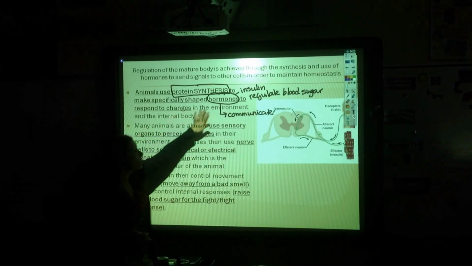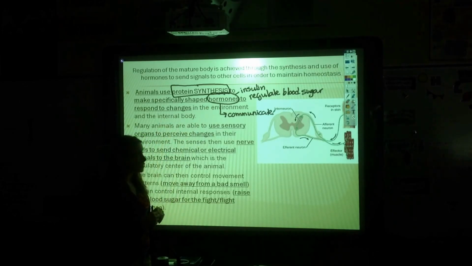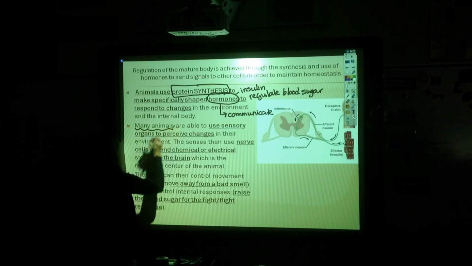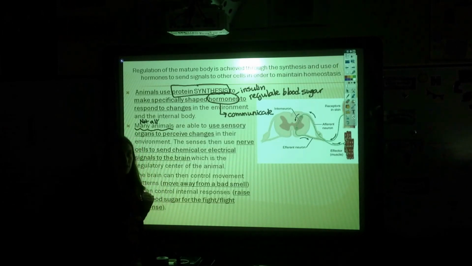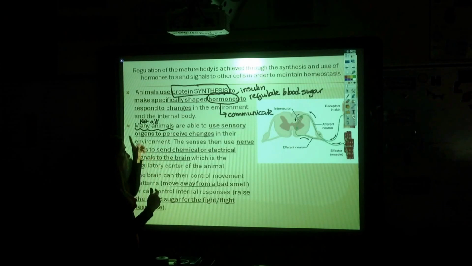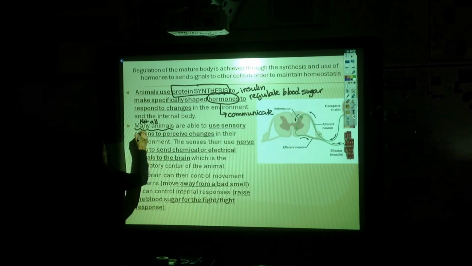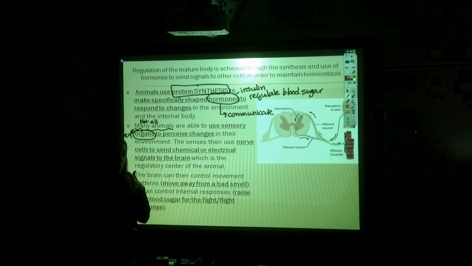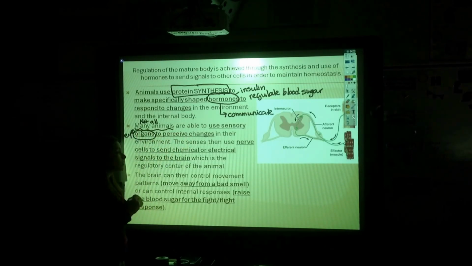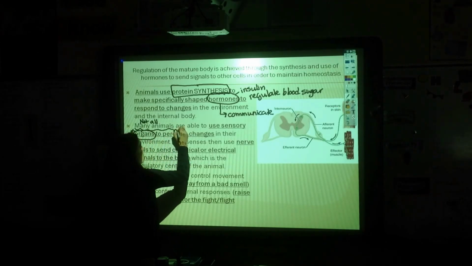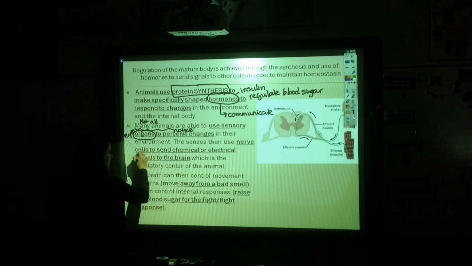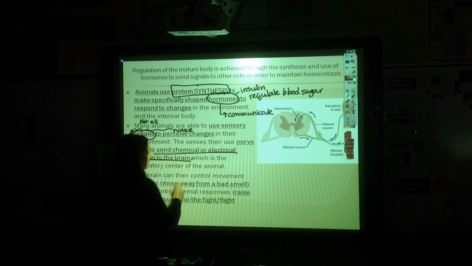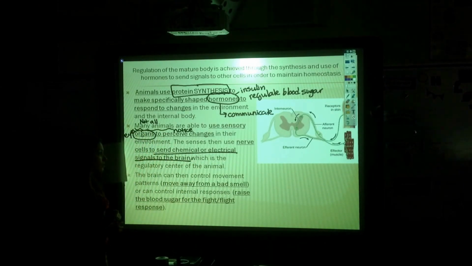So, how do animals know if there's a change in the environment or a change in their body? Many animals, but not all. For example, a jellyfish has nerves, but it doesn't have what we call an organized brain. So many animals are able to use sensory organs. When we talk about sensory organs, we mean eyes, ears, nose, your taste buds. Those are your senses. So many animals are able to use sensory organs to perceive or notice changes in their environment. The senses then use nerve cells to send messages. Really, really important. To the brain, which is the regulatory center of the animal.